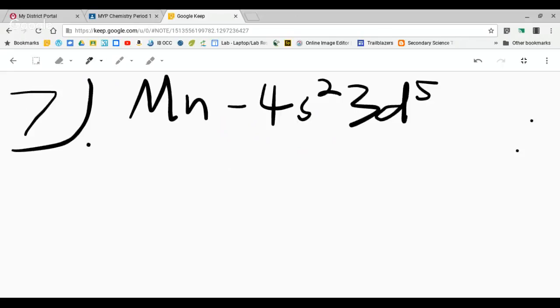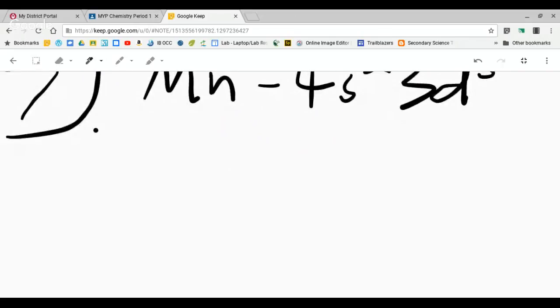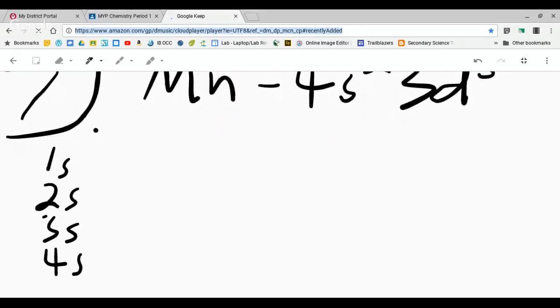All right, so what you have to remember is that chart that we did earlier in the year. It goes 1s, 2s for all of the electron configurations. So if you remember this chart, you'll be all right.